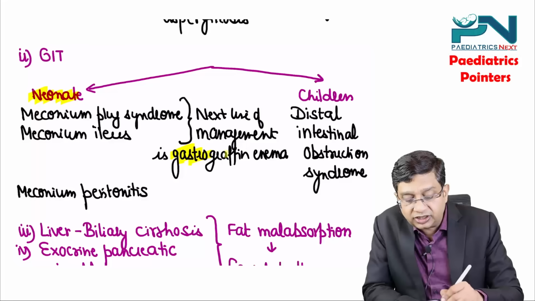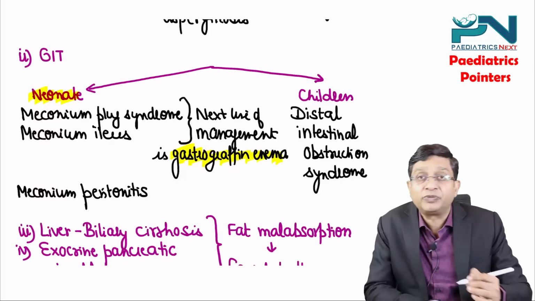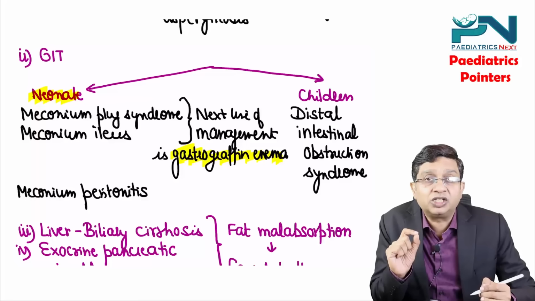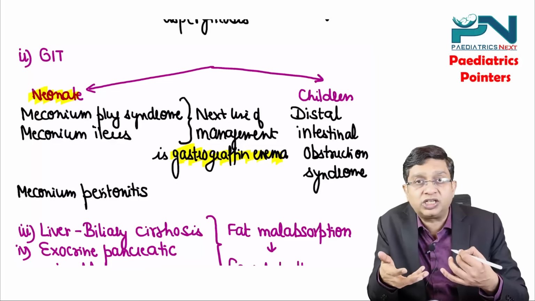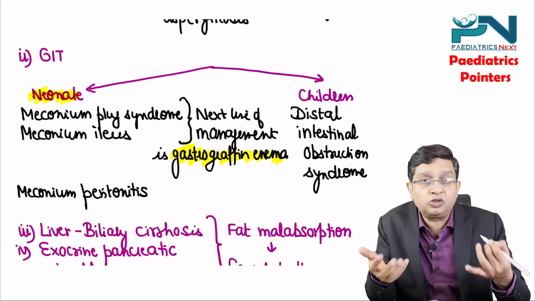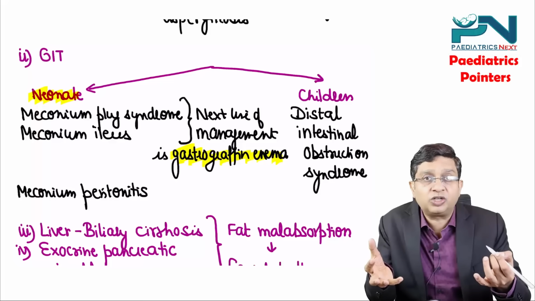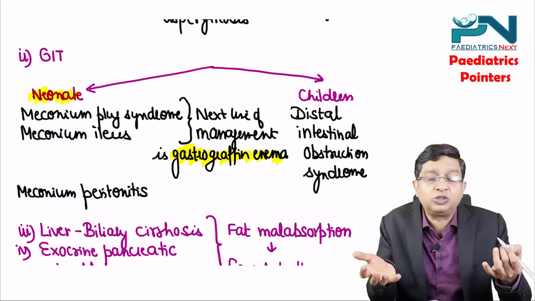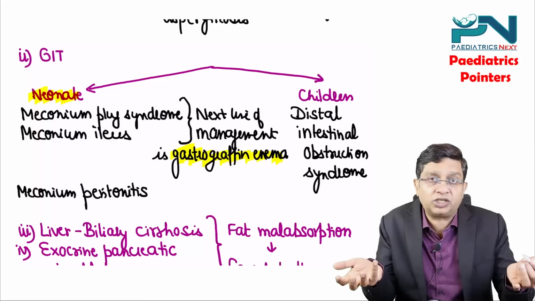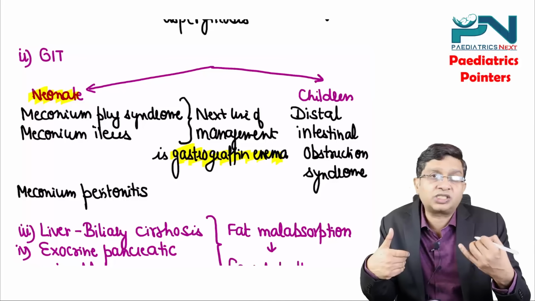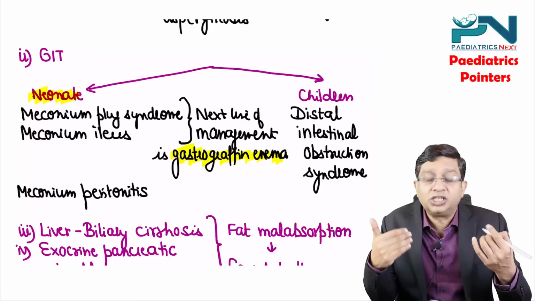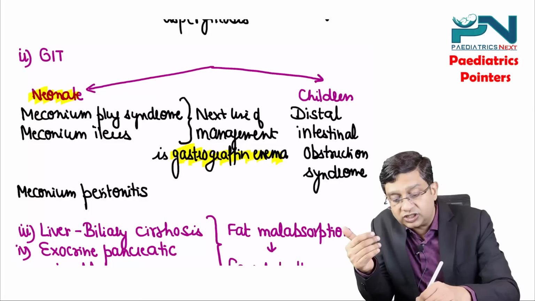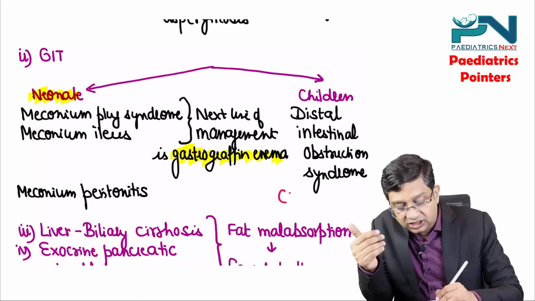Always remember gastrografin enema. This gastrografin enema is not only diagnostic, it can also be therapeutic. So you go for the gastrografin enema. If you do not do anything, the intestine can perforate, meconium can spread in the peritoneum, and that can become meconium peritonitis. In the children, reciprocal to that, there is distal intestinal obstruction syndrome, DIOS, which is the obstruction of basically the ileum part in the children.